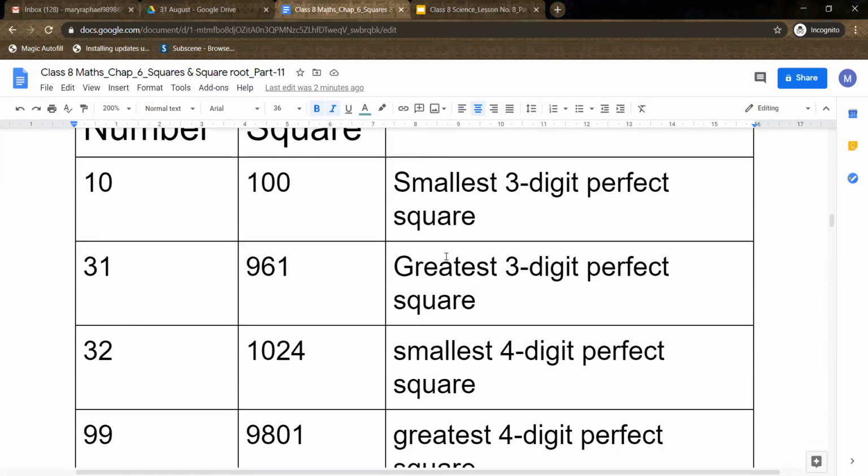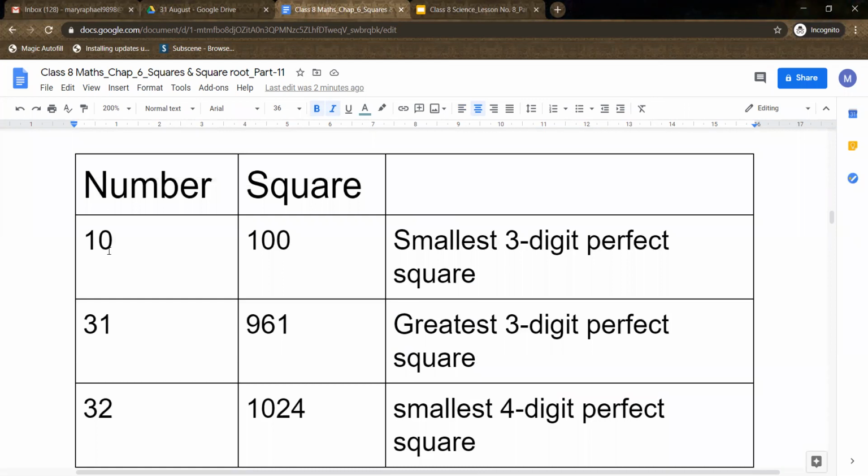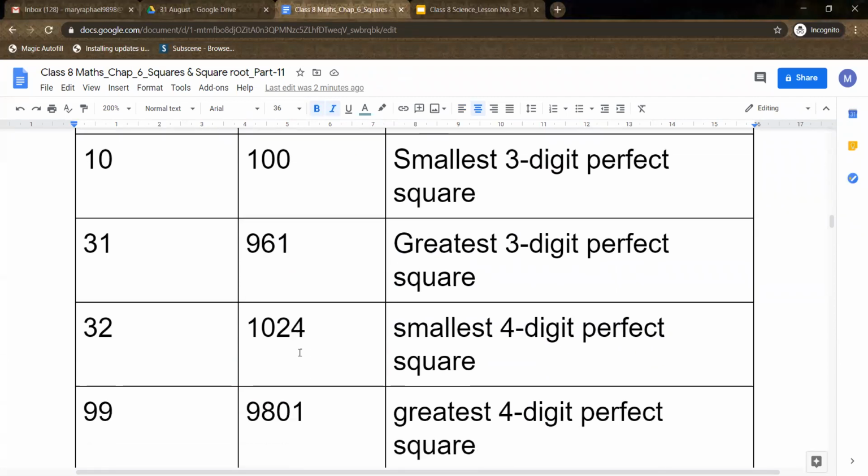Look at this table. See number 10, and if you find the square of 10 we will get 100, which is the smallest 3-digit perfect square number. Now the next number 31, the square of 31 is 961. It is the greatest 3-digit perfect square number. So the smallest 3-digit perfect square is 100. The greatest 3-digit perfect square is 961.